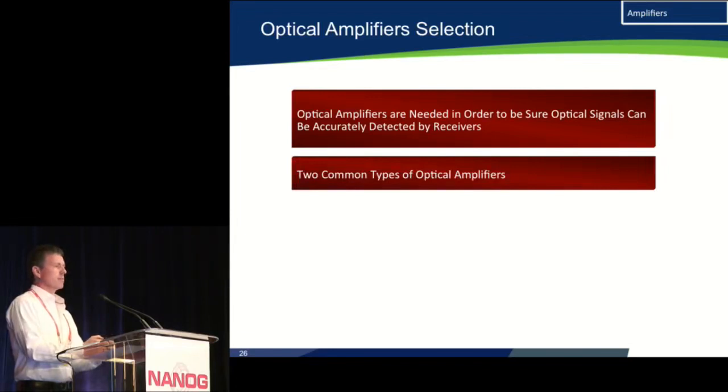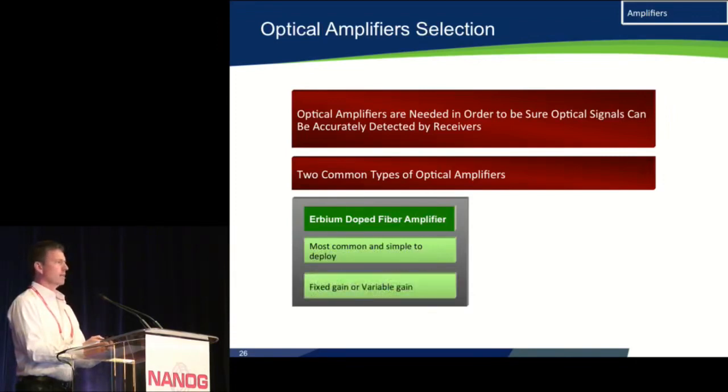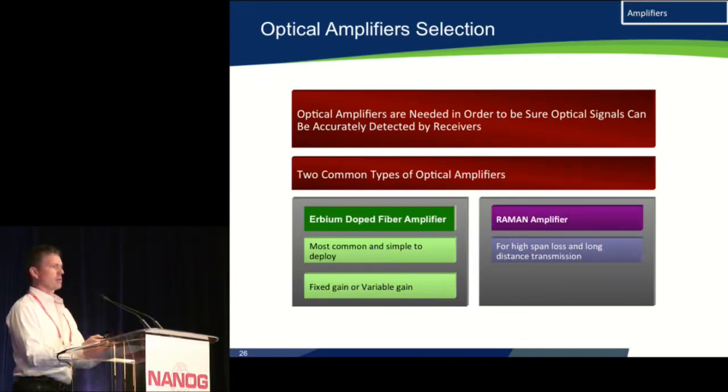There's two common types of amplifiers. The first, most common type is the EDFA, the erbium-doped fiber amplifier. It's simple to deploy, good characteristics. It can be fixed gain or variable gain, and it's widely used. The second type is the Raman amplifier. It's generally used for longer spans with higher loss, for longer distance transmissions. It's higher cost, uses more power, but it has a capability to drive a long span. So they'll be used together in combination for different span lengths to achieve the OSNR that is required for the network.